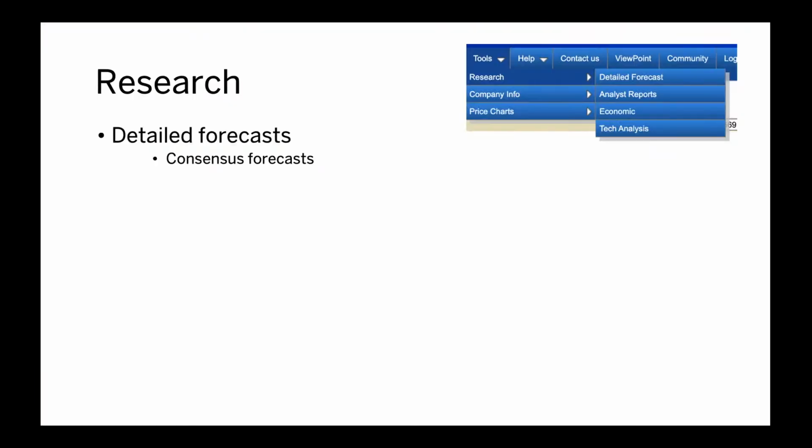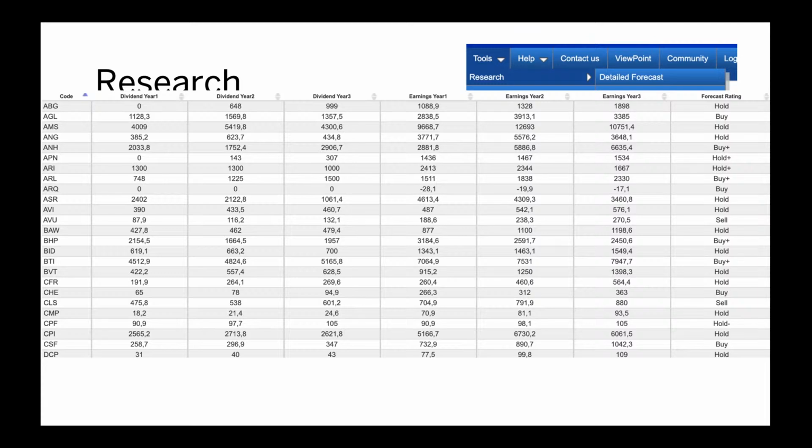They're on the menu, and we'll come to a couple of ways to find them, but mostly on the menu under Tools, Research, and there are 4 areas: detailed forecasts, analyst reports, economic and technical analysis. The detailed forecasts are essentially the consensus forecasts, and they're giving a fairly simple view of what we can expect: dividends 1, 2, and 3 years out, earnings 1, 2, and 3 years out, and then from that point further, looking at the current ranking.